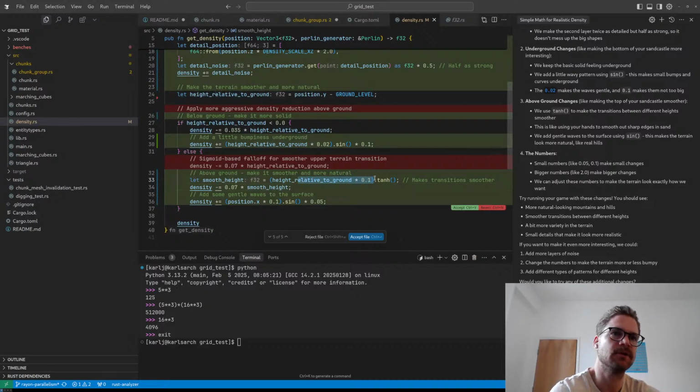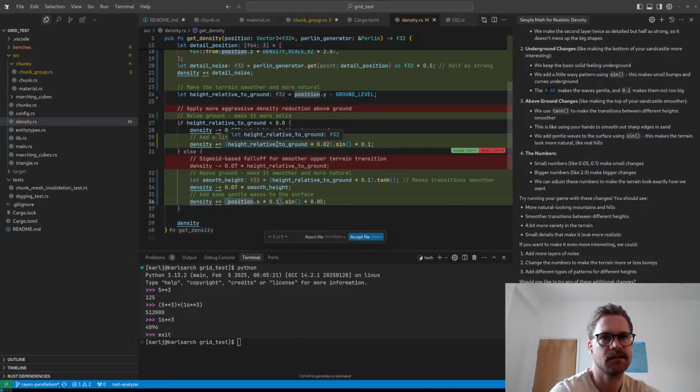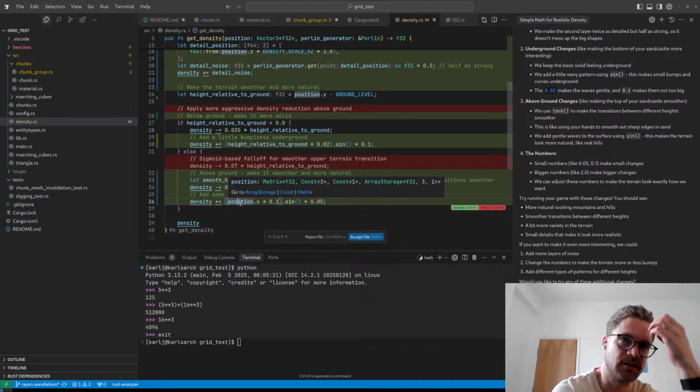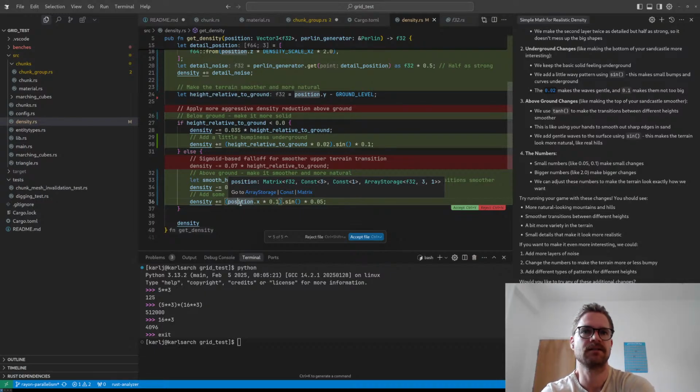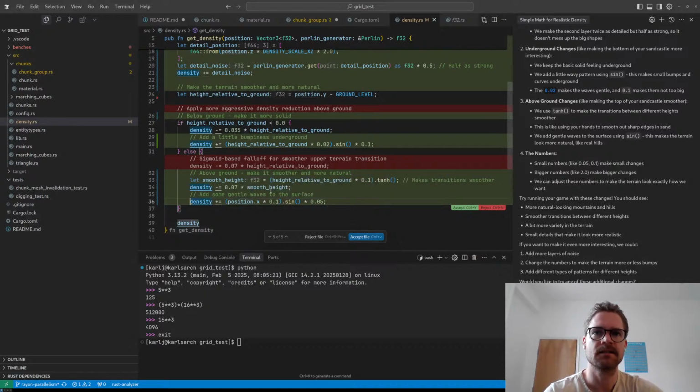Oh yeah, that's how you can do it, of course. Height relative to ground, you can mess with that. And then just have this be the same. Some gentle waves to the surface. Position X. Wait. Those waves are gonna be in just one direction. I don't think that's gonna look good. Let's comment that out, but the rest I kind of like.